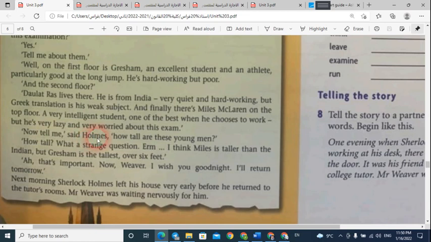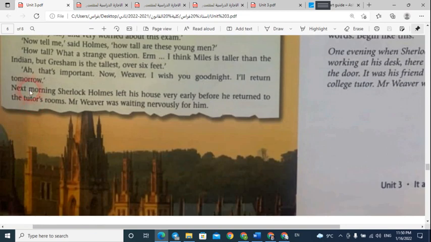"Now tell me," said Holmes, "how tall are these young men?" "How tall? What a strange question. I think Miles is taller than the Indian, but Gresham is the tallest, over 6 feet." "Ah, that's important. Now, Weaver, I wish you good night. I will return tomorrow." Next morning, Sherlock Holmes left his house very early because he returned to the tutor's rooms. Mr. Weaver was waiting nervously for him.